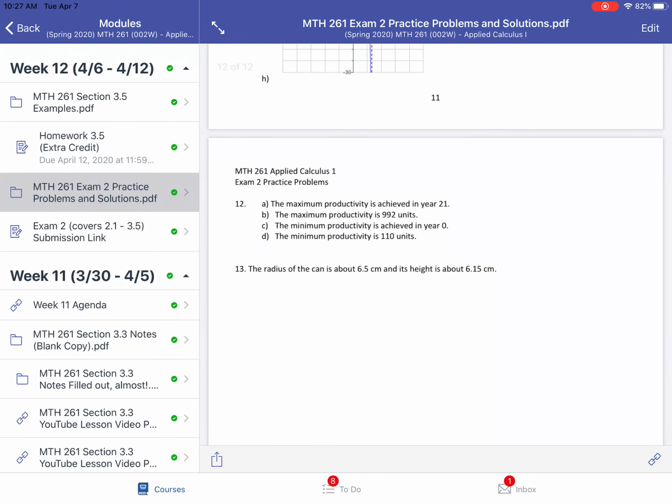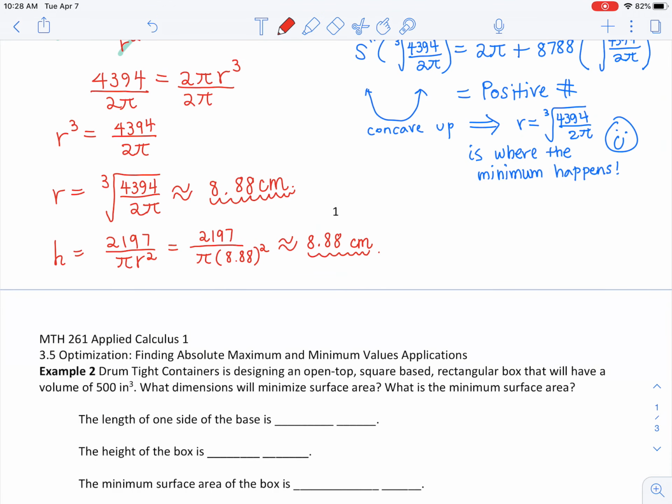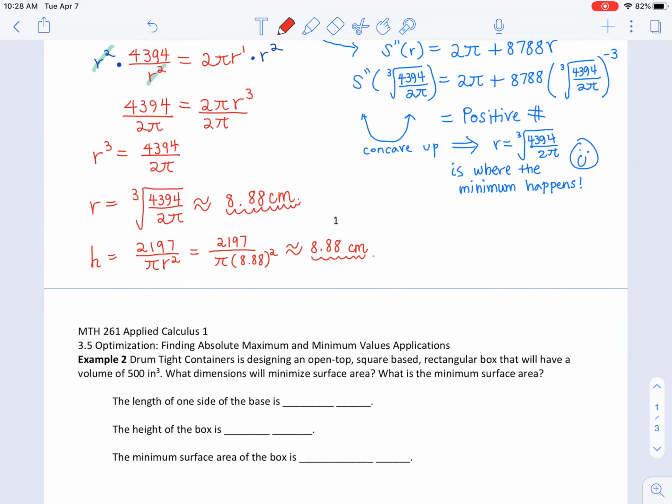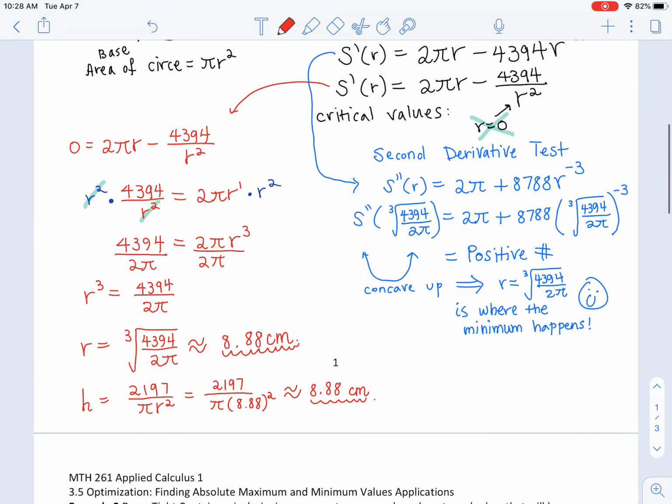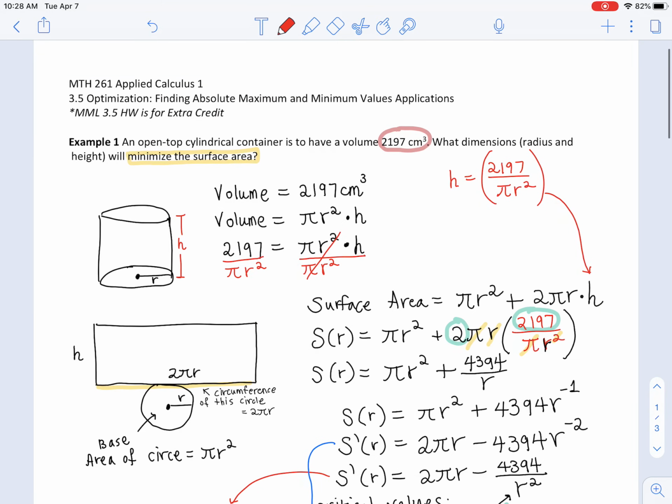Open top cylindrical containers. The exact same problem, but I just changed the volume to 729 cubic centimeters. And the answer for number 13 is radius is 6.5 and the height is 6.15. They're different. So the fact that it came out very close in the very example that I just went over, you can't say that they have to be exactly the same all the time. I consider this to be a little bit shorter of these optimization application problems.